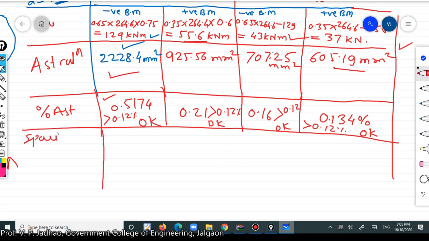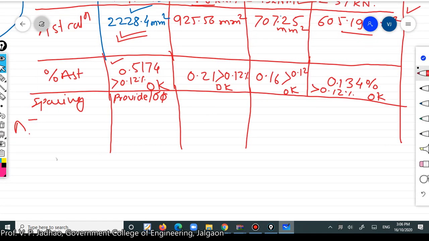So spacing. For spacing, now for this 2228.4 mm square steel, let us consider we provide 16 mm bar. Therefore spacing will be, what is the formula for spacing? The formula for spacing is area of one bar multiplied by width divided by total AST provided.